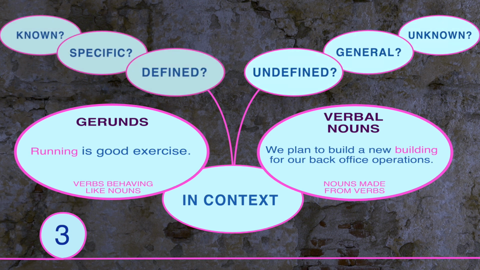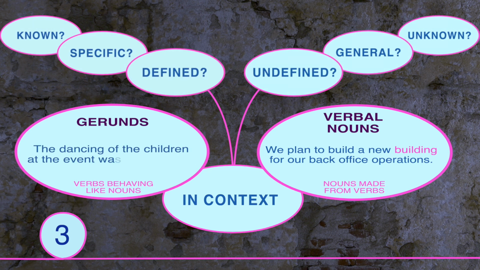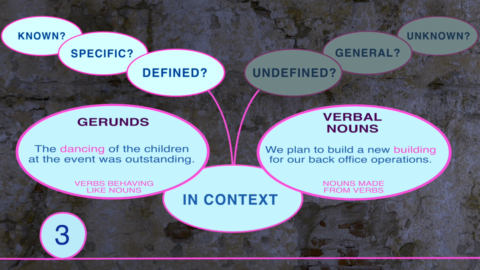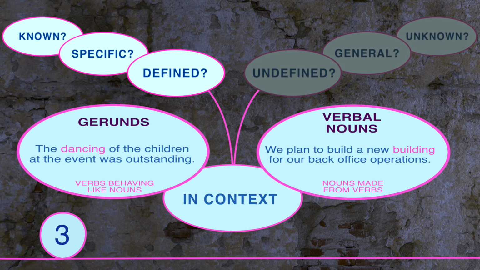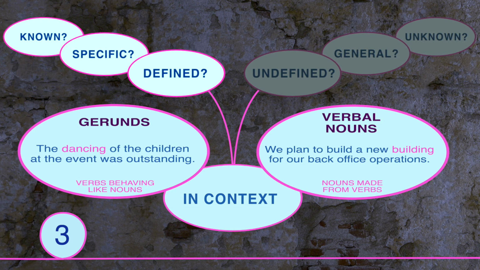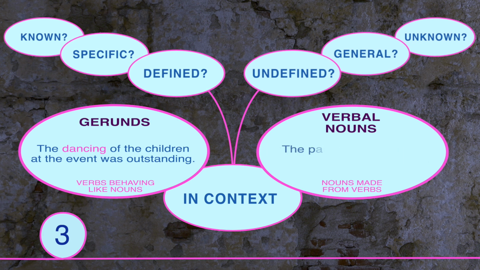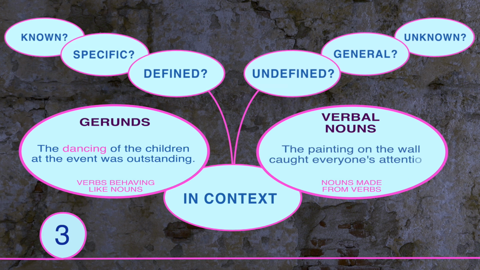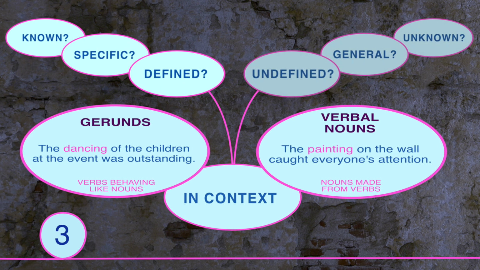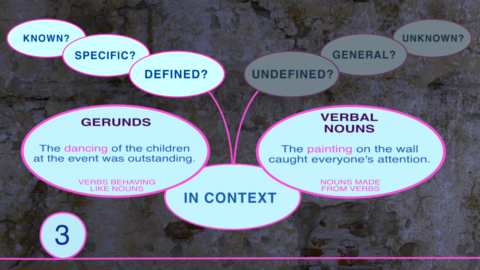But if we say, "The dancing of the children at the event was outstanding," the gerund "dancing" is now defined and made specific because it was the dancing of the specific children at this specific event, not just any dancing in general. Or, "The painting on the wall caught everyone's attention." But here, the verbal noun "painting" is defined and specific by the context because it is the one on the wall that caught everyone's attention.